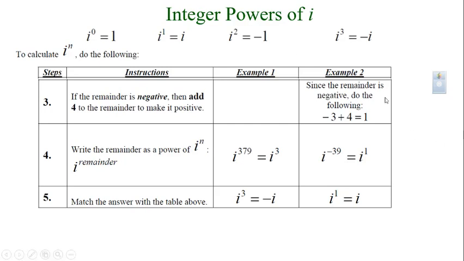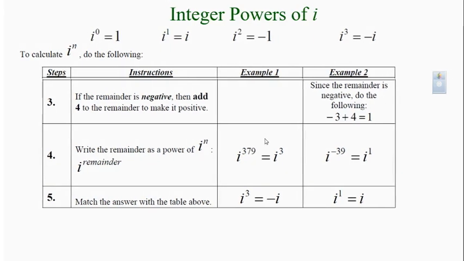Since the cycle for the exponents of i is by fours, if you go back 3 units, it's the same as moving forward -3 plus 4, which is 1 unit. So in short, if your remainder is a negative number, just add 4 to that remainder, and that will give you the corresponding positive remainder for the powers of i. So i to the -39 is the same as i to the -3, which is the same as i to the +1, and i to the 1 is i.